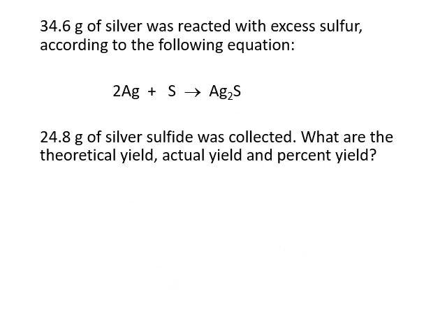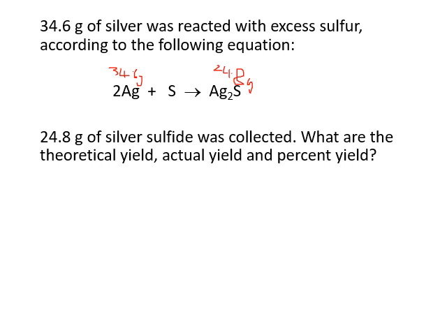Okay, so same goes to this. 34.6 gram of silver was reacted with sulfur according to the following equation. Right. Okay, and then look at the equation, balanced or not. Yes, balanced. So 24.8 of silver sulfide was collected. So yes, more has been reacted but less has been produced. What are the theoretical, actual, and percent yield?